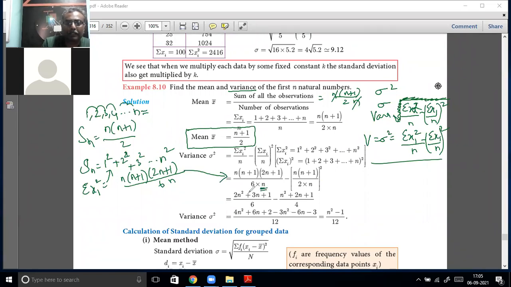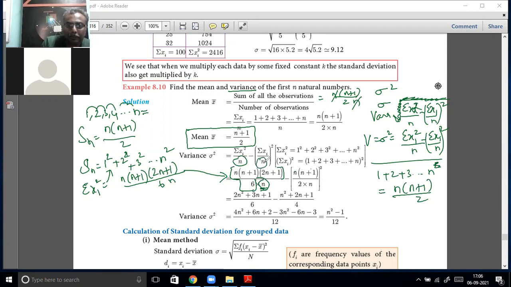You understand where this n comes from? This is sigma x_i the whole square. Now this n you have to bring here and divide by n. Then sigma x_i by n the whole square. Sigma x_i is the sum of n natural numbers, which is equal to n into n plus 1 by 2. Again, that also is divided by n here.